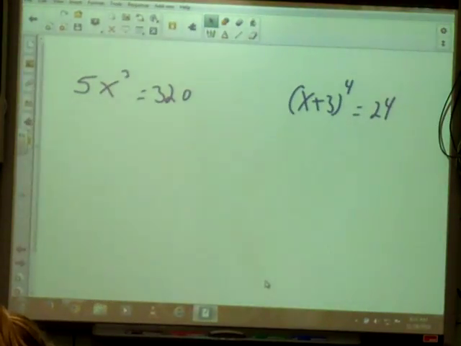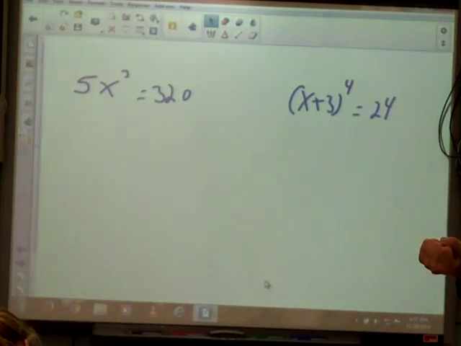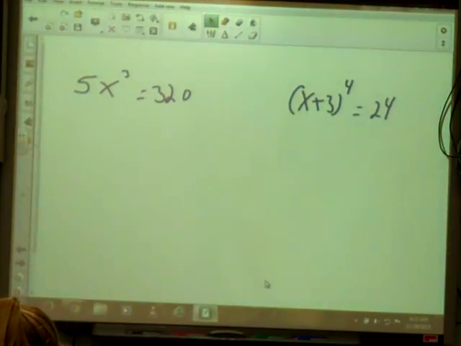Yes, we added 3. Yes, ma'am. But you gotta do the 4th root. Oh, you already did that. So we'll have a negative 2.21 and a positive 2.21, and we'll subtract 3 from both of those.